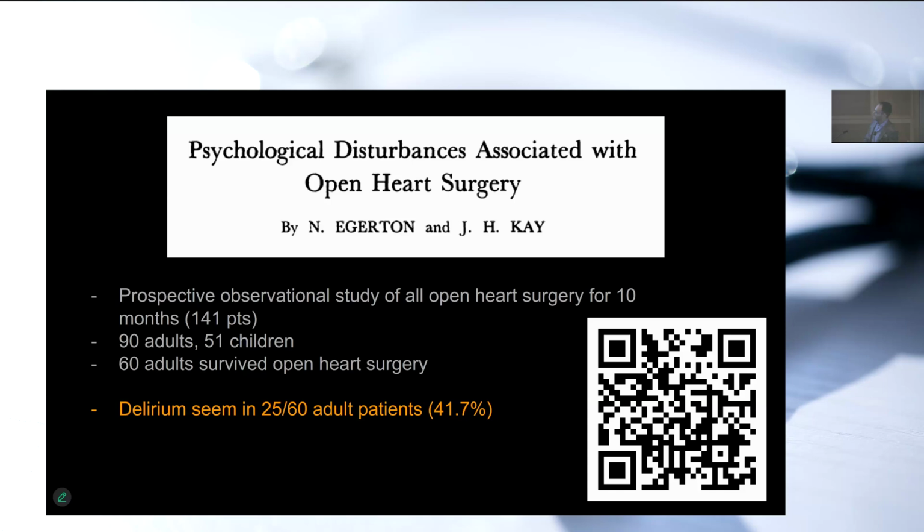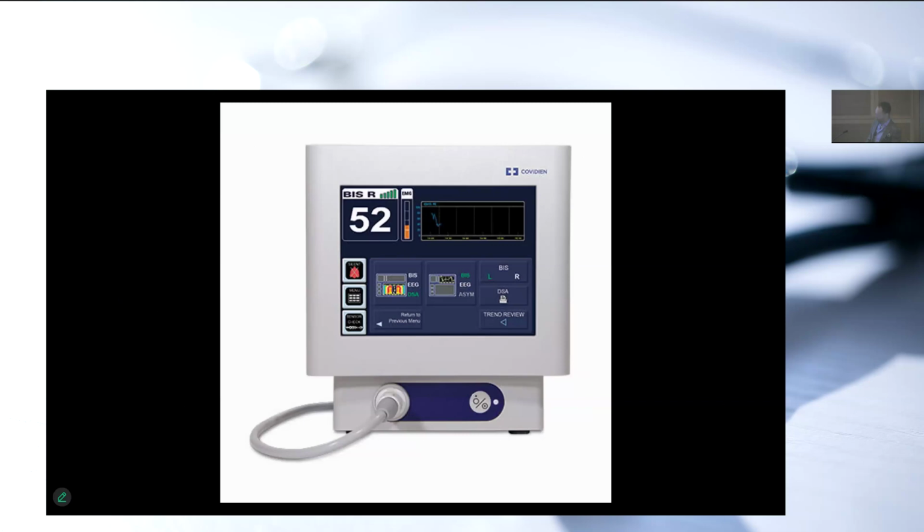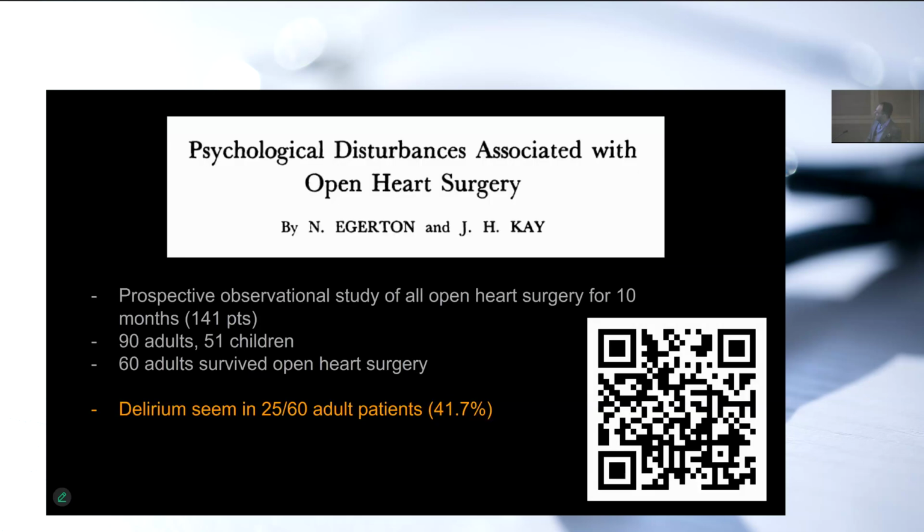They found 90 adults and 51 children. Of these 90 adults, these are on bypass, by the way. These are 90 adults who went on bypass. Only 60 actually survived that. So the mortality was high. And in those 60 patients, 25 of them, 42% of them, had delirium. The average duration was 3 days. The average age was 45. So these are young patients. Everyone is having delirium, right? Like pretty much. They also go on to describe post-op psychosis and other sorts of neuroses that have evolved afterwards, but they quite clearly define delirium the way we would. It's very, very high.